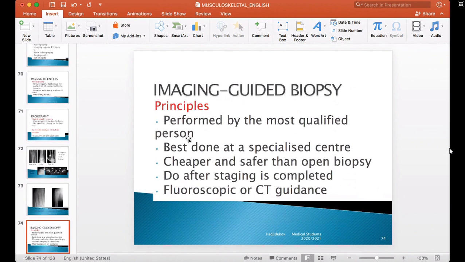If we perform an image-guided biopsy, this should be done by the most qualified person, because there are a lot of risks in those biopsies. It's best done at a specialized center, and a biopsy under imaging control is much cheaper and safer than an open biopsy performed by the surgeons. We do it after staging is completed. So we need CT and MRI for staging. After that, we move to biopsy, and we can do it either under radiologic or fluoroscopic control, or under CT guidance.